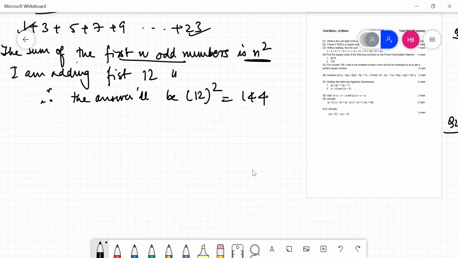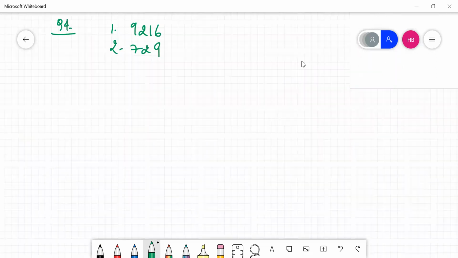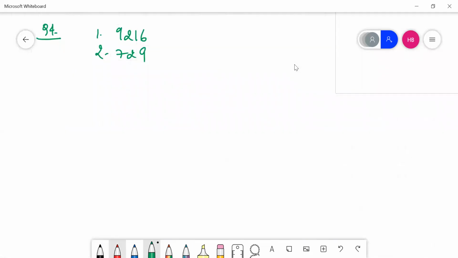Let's look at question number 4. Find the square roots of the following numbers using the prime factorization method. So I have to find the square roots of these numbers, 9216, and second is 729. So let's start with 9216. You have to do the prime factorization of these numbers. So let me write it here.